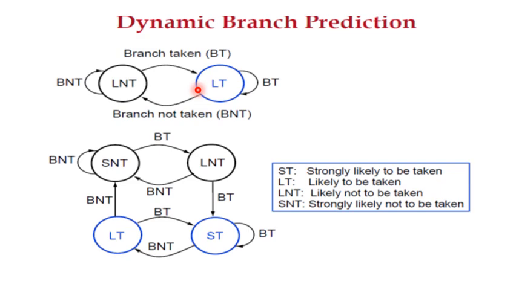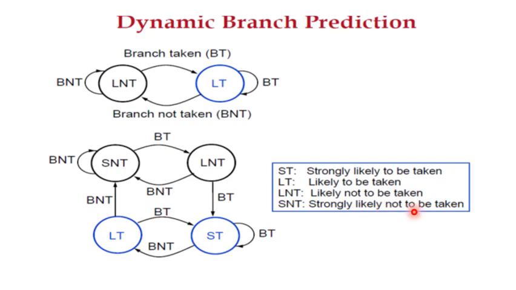Better performance can be achieved by keeping more information about execution history. An algorithm that uses 4 states, and thus requires 2 bits of history information for each branch instruction, is shown in this figure. The 4 states are ST, strongly likely to be taken; LT, likely to be taken; LNT, likely not to be taken; and SNT, strongly likely not to be taken.